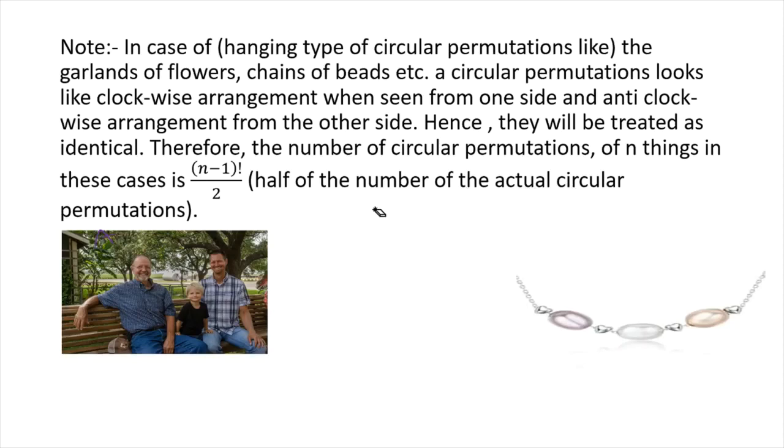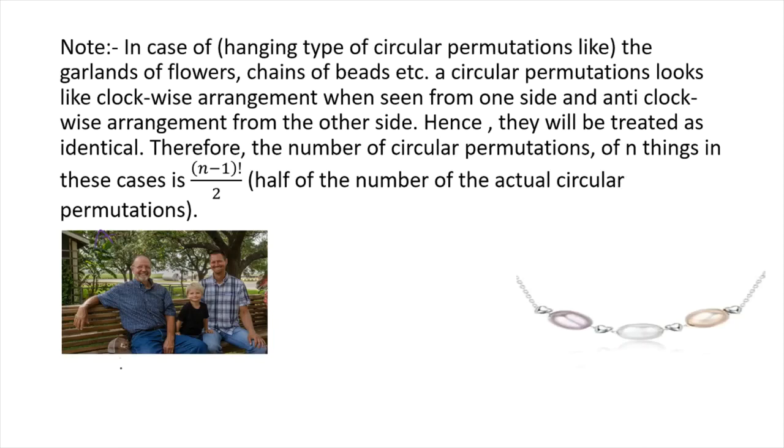So the number of circular permutations of n distinct objects is going to be n minus 1 factorial, but the number of circular permutations of n objects, when the objects are a garland, flowers or beads, is going to be (n minus 1) factorial upon 2. Why we have this (n minus 1) factorial upon 2, or why we are treating clockwise and anti-clockwise as a single permutation, we will see. Okay, so let us consider this example.